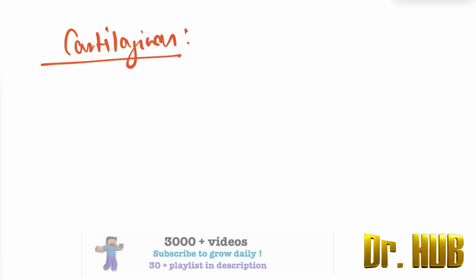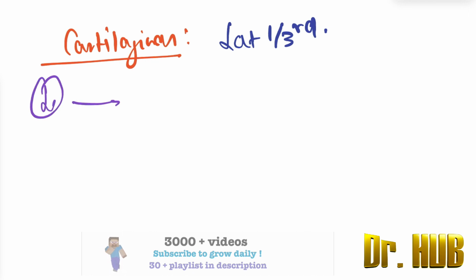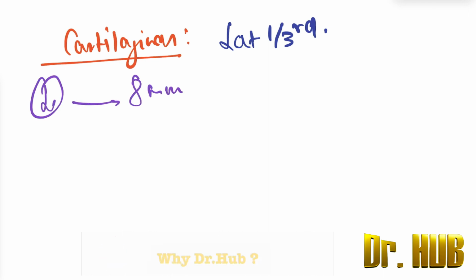Firstly, we are only focusing on the cartilaginous part. In terms of the cartilaginous part, we need to know the proportions. It forms the lateral 1/3. And what is the length of this cartilaginous part? The length is 8 mm.